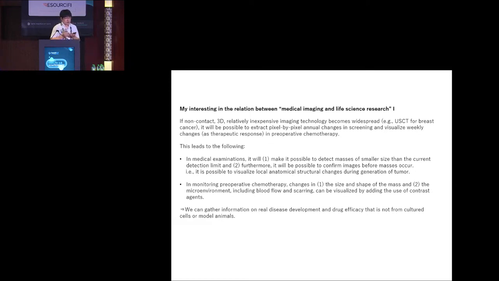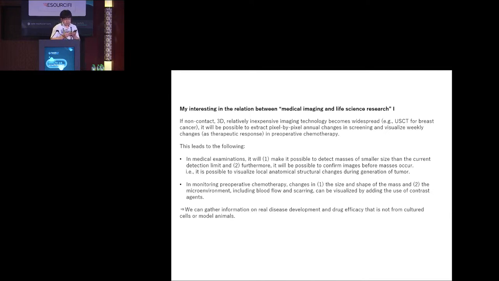And also, if we can follow a long time history of local information through the non-contact and 3D image, we can detect smaller tumor mass compared to the current size limitation. And also, we can check some information before generation of disease in many screening data.